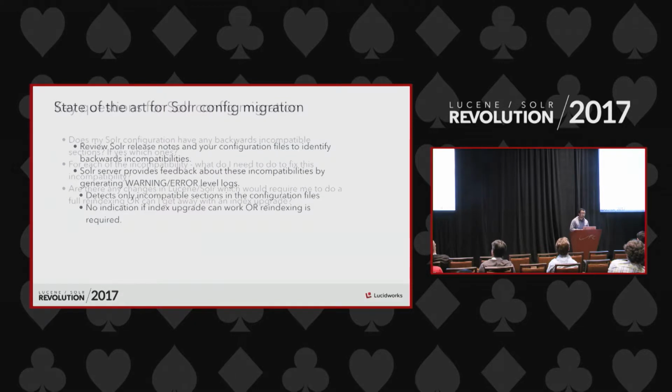So let's see what is the state of the art, right? Solr has been around for more than 10 years. I'm sure that users must have done upgrades before. So what is the recommended approach today? Right now, the community basically recommends that you review your release notes and your configuration files, and that way you manually identify if you have any backward incompatible sections, and then using the release notes, you can try to figure out the correct way to fix those problems.